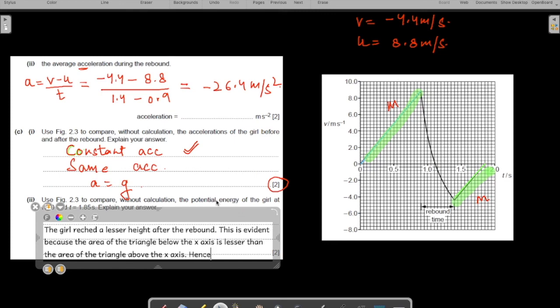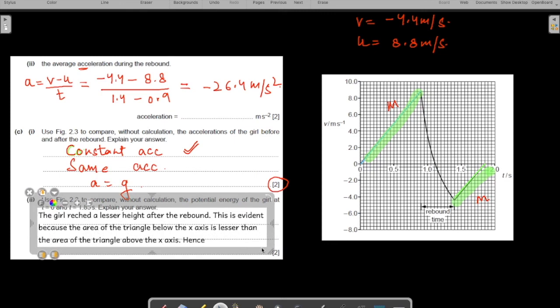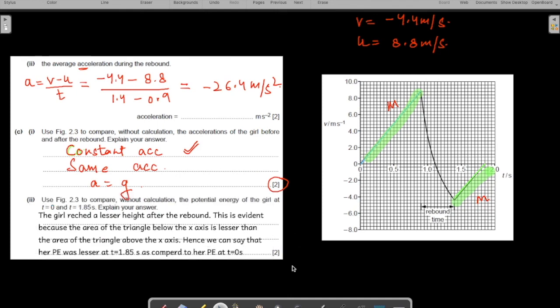Hence what you can say? Hence we can say that her potential energy was lesser at t is equal to 1.85 seconds as compared to her PE at t is equal to 0 seconds. So this should be your answer.